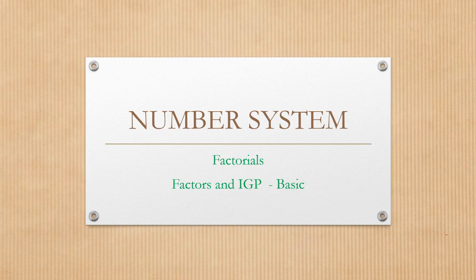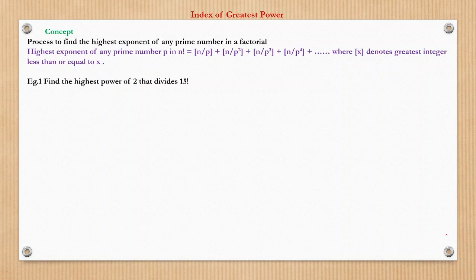So the introduction part we have seen. Now we progress to a new concept, which is on different factors of factorial and the index of greatest power, or the highest exponent which a prime number can have in a given factorial. So these concepts we see in this video.